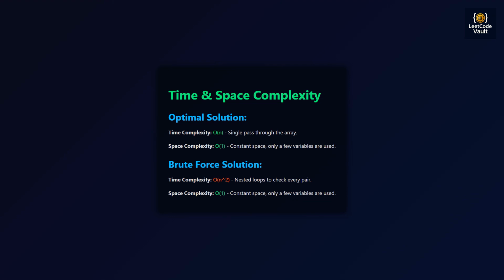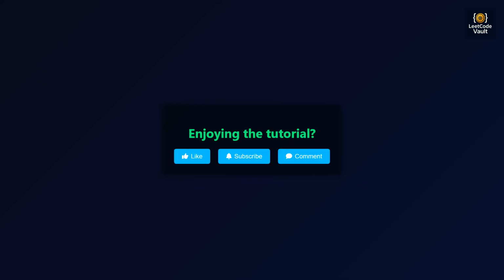Time and space complexity. The time complexity of our optimal solution is O(n), a significant improvement over the brute force method's O(n squared). This is because we only iterate through the array once using the 2 pointers. The space complexity is O(1), as we only use a few constant extra variables. This demonstrates the power of choosing the right algorithm to solve a problem effectively. This makes the solution incredibly efficient for large inputs.